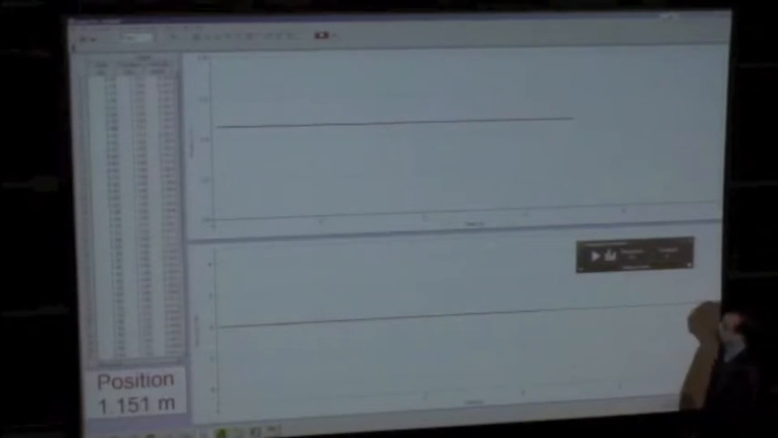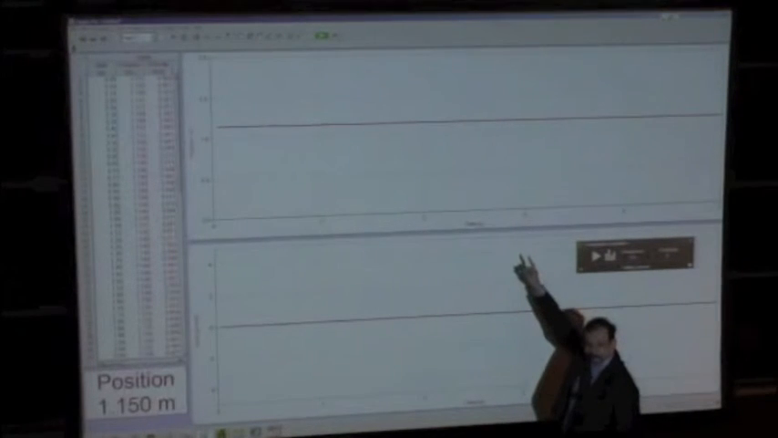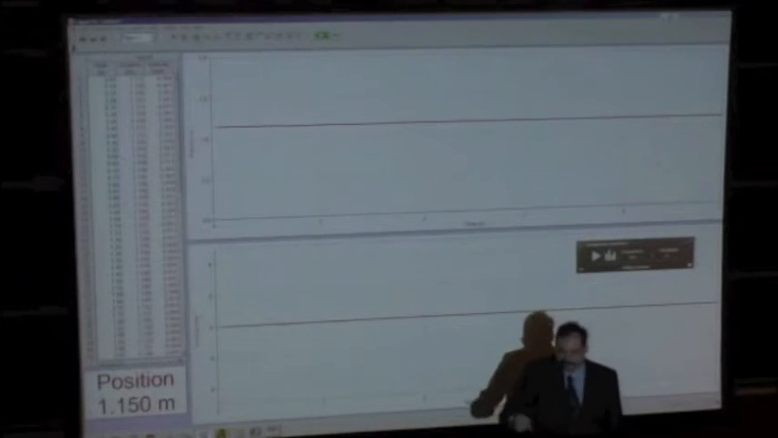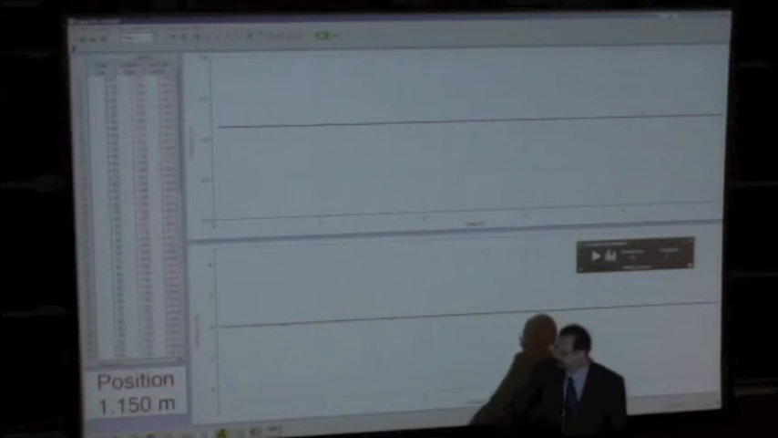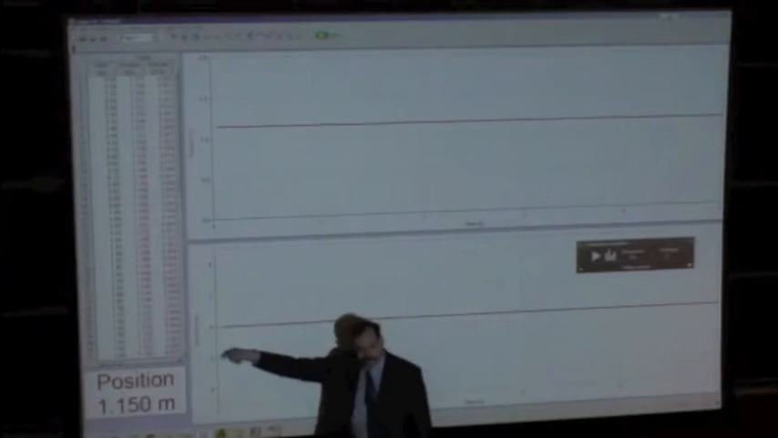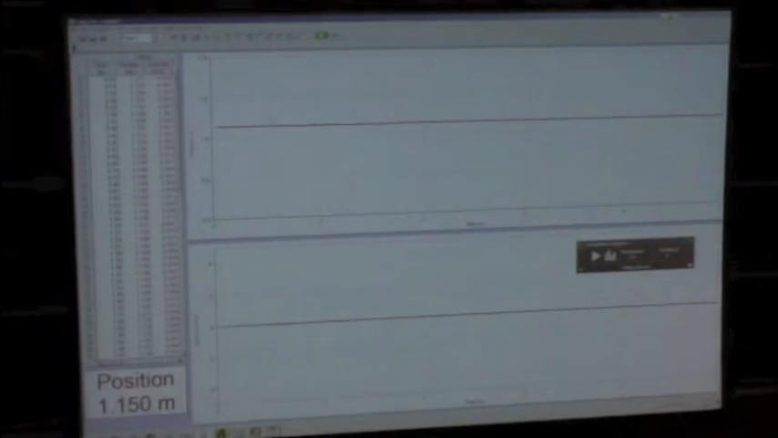So what's going to happen if I start measuring the position? Why is that line horizontal? It's not moving. No matter when it's been measured, the position is the same. Velocity, of course, is 0. Now, I have to be quick.